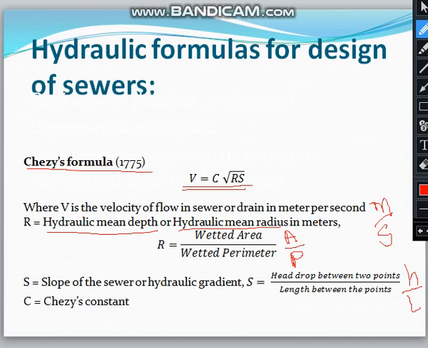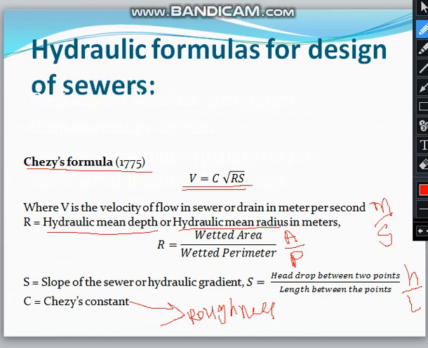Here C is equal to Chezy's constant. Chezy's constant depends upon various factors like roughness of the inner surface of the sewer, and the size and shape of the channel. The channel may be rectangular, triangular, or circular, so it may be any channel. So Chezy's constant depends upon the size and shape of the channel and the hydraulic characteristics of the channel.